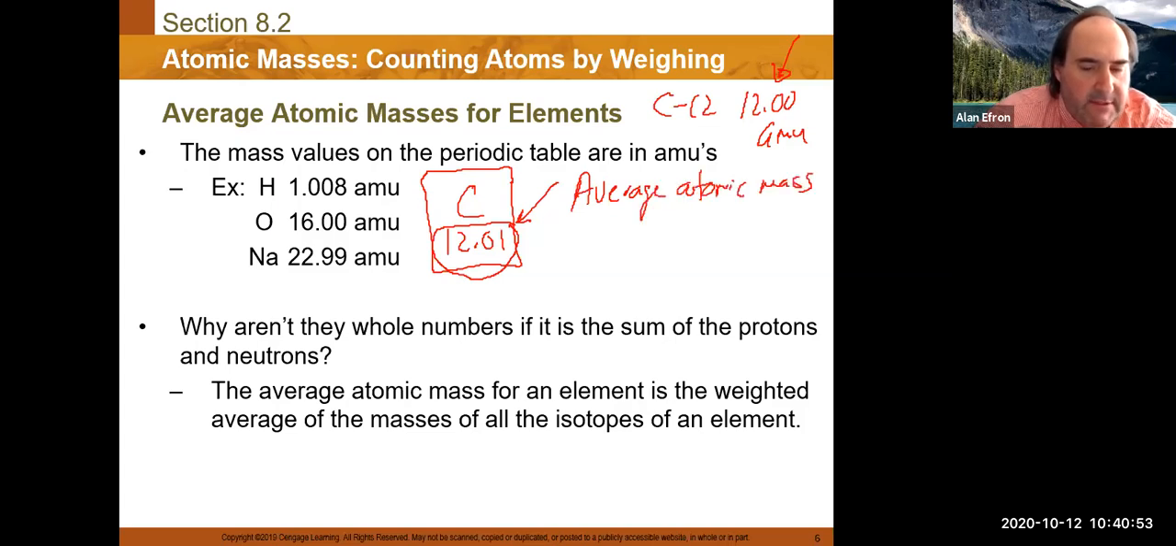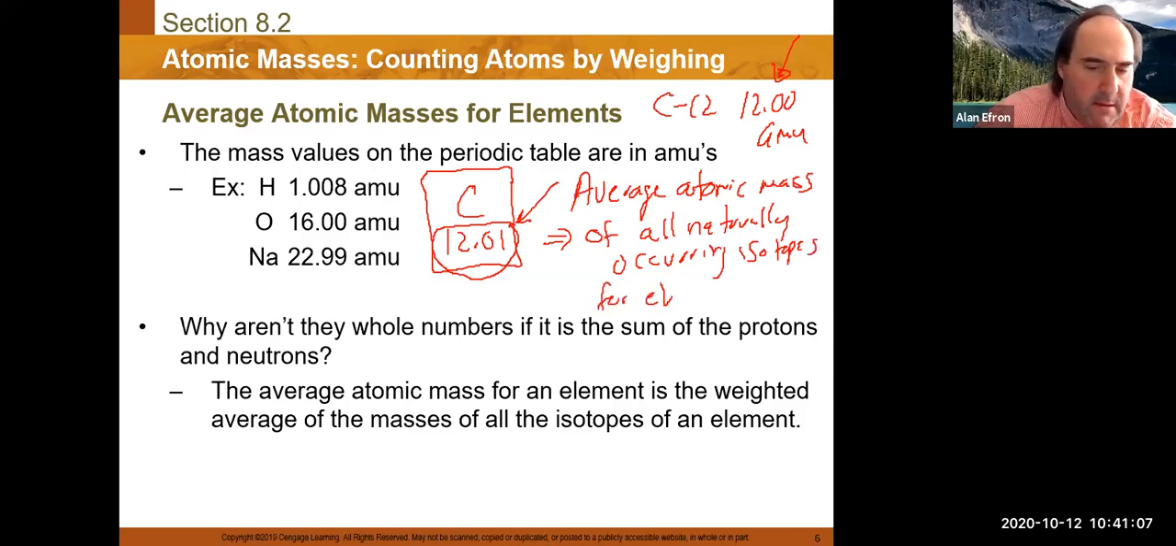And it's the average atomic mass of all the naturally occurring isotopes for that element. So although most people don't necessarily call it the average atomic mass, it is usually just referred to as the average or as the atomic mass. But it really is the average of all those naturally occurring isotopes.